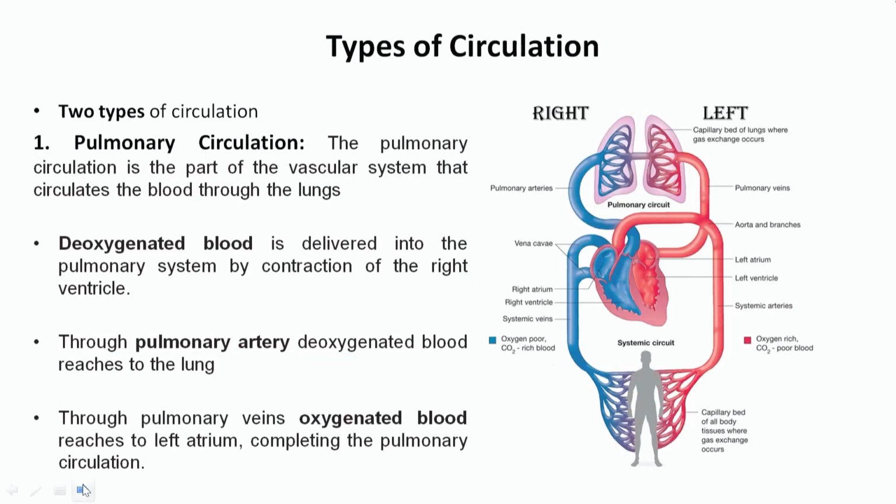Then we come to the types of circulation. Mainly there are two types of circulation. One is called pulmonary circulation. The pulmonary circulation is the part of the vascular system that circulates blood through the lungs. So what is happening here? The deoxygenated blood is delivered into the pulmonary system by contraction of the right ventricle. Once the right ventricle contracts, it sends the deoxygenated blood to the lungs for oxygenation.